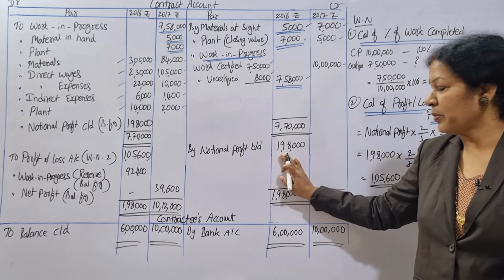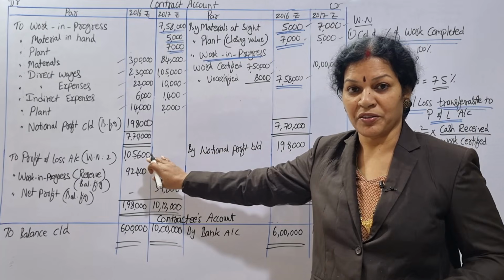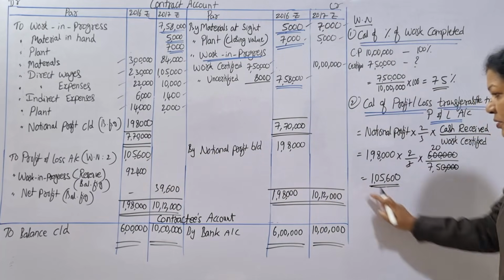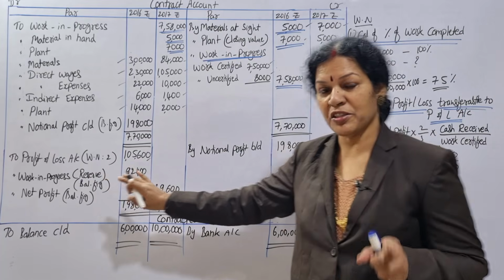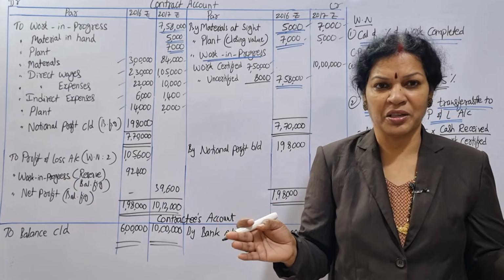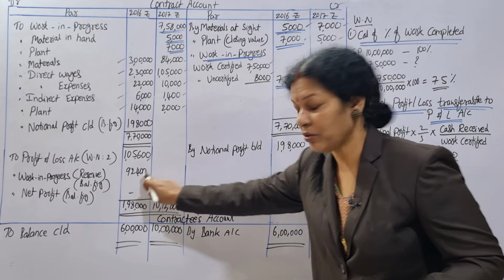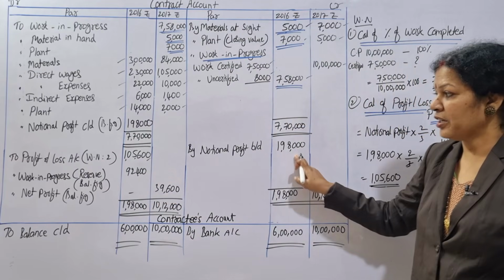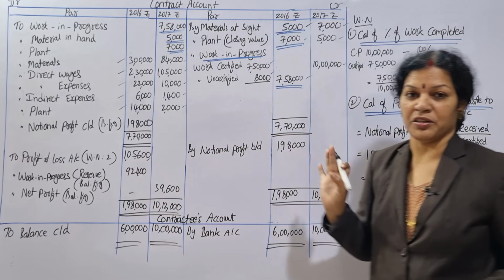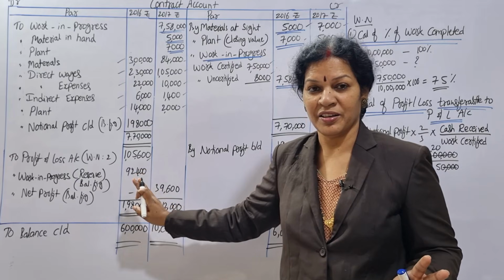Notional profit is this much, 1,98,000, and minus the profit and loss account amount. You will be getting the balancing figure as work in progress, in brackets you can say reserve. So this is the balancing figure. How did you get 92,400? 1,98,000 minus 1,05,600. You got it. This is work in progress. Am I clear?